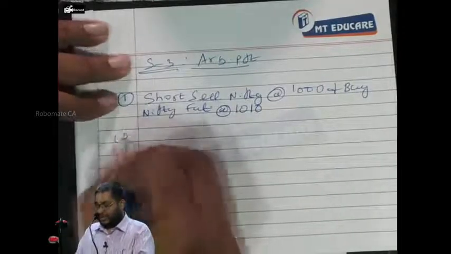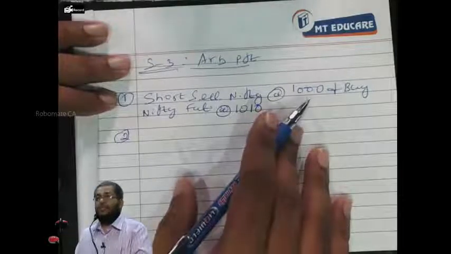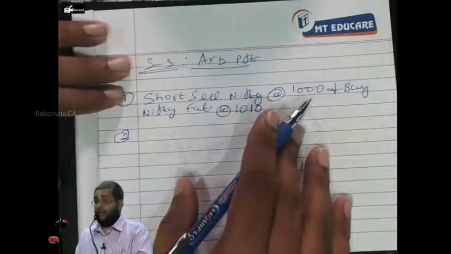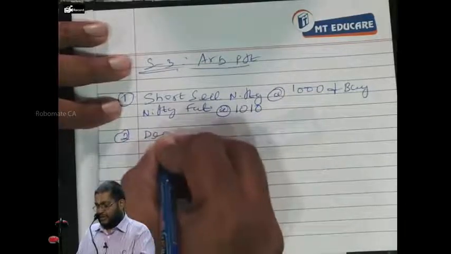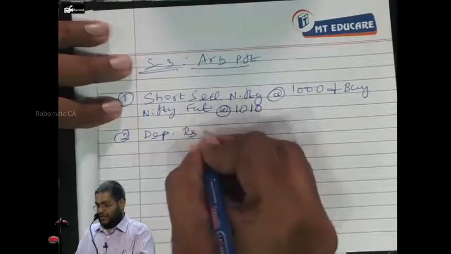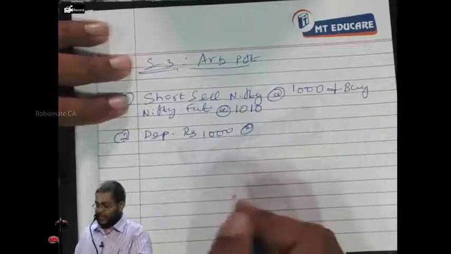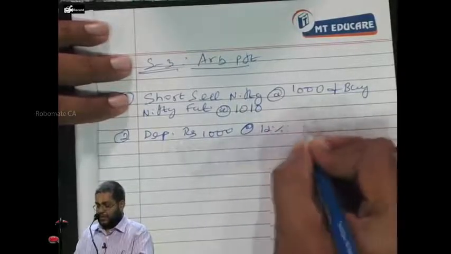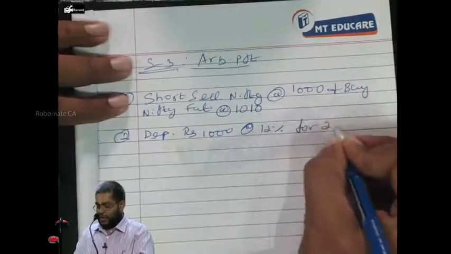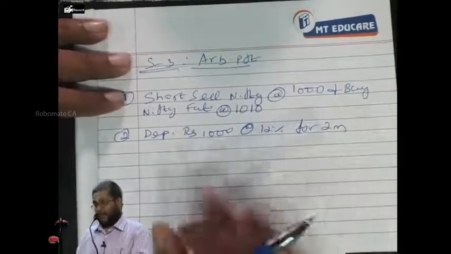Now, next. I short sell Nifty for 1,000 rupees. This is going to be an inflow. What should I do? Deposit. Write down: deposit rupees 1,000 at 12% for 2 months. Are you all following or not?